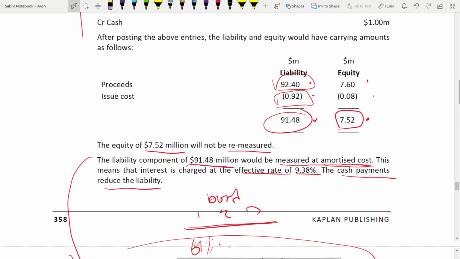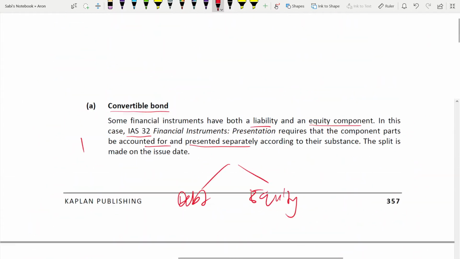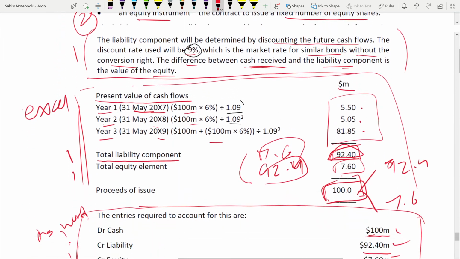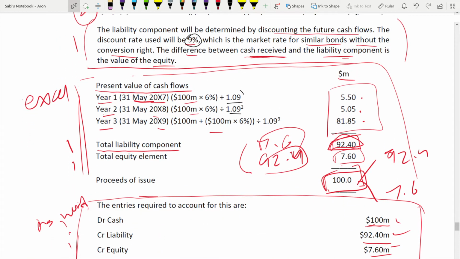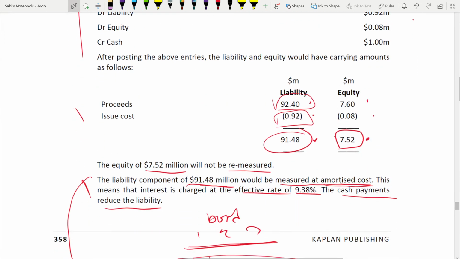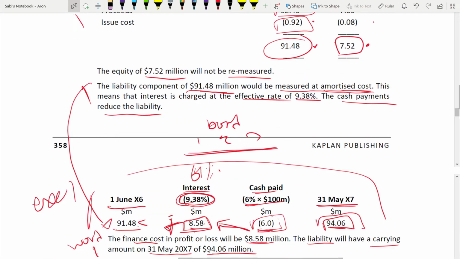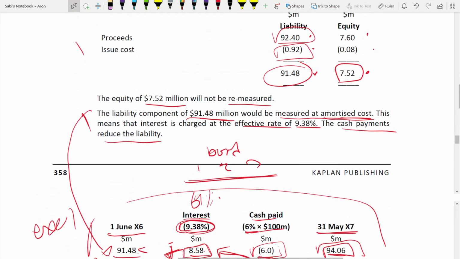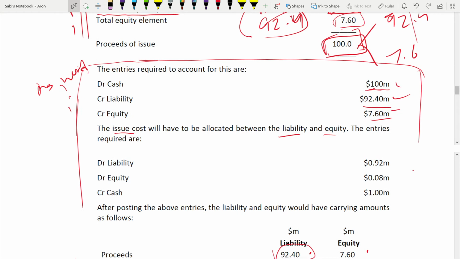Then to find the issue cost, another mark, 1 mark. To say that equity will not be remeasured and this will be taken at amortized cost, another 1 mark. So how many marks? We'll go from the top. 1 mark, 2 marks, 3 marks, 4 marks, 5 marks, 6 marks, 7 marks, 8 and 9. Yes. So for all those things, you will get 1 mark.